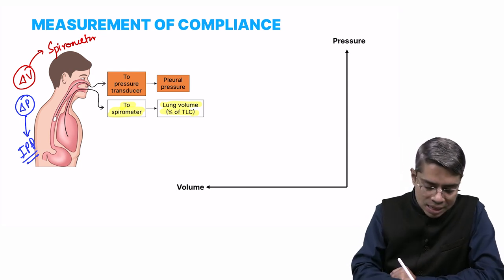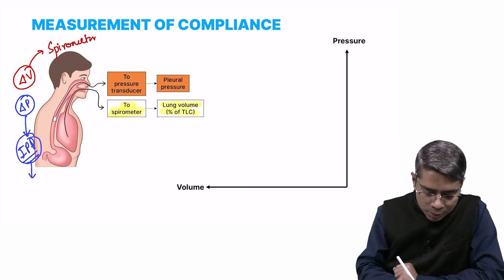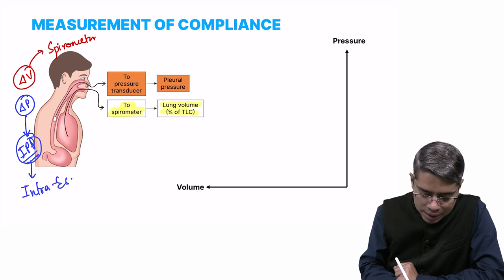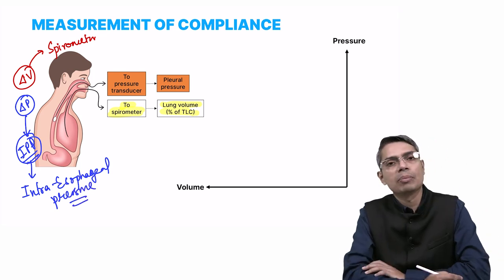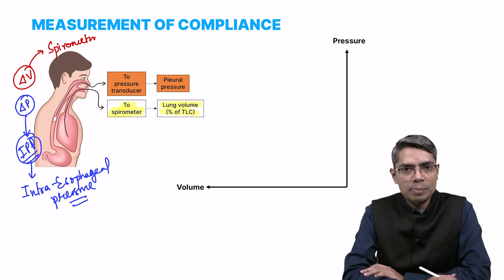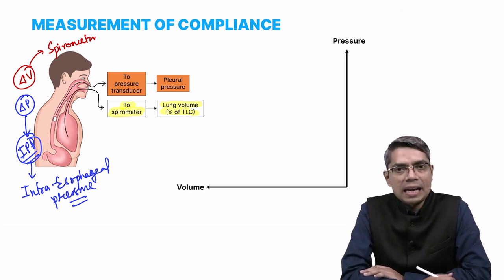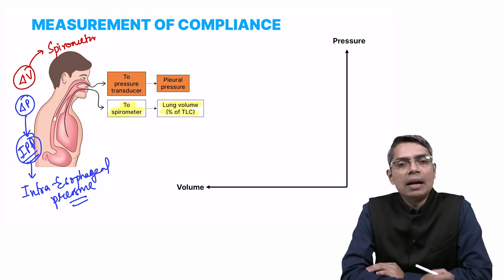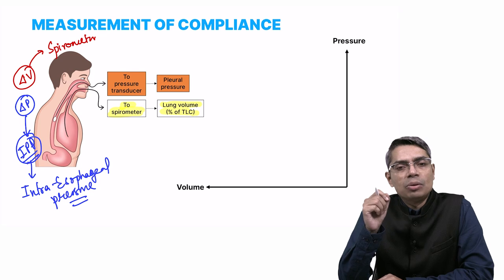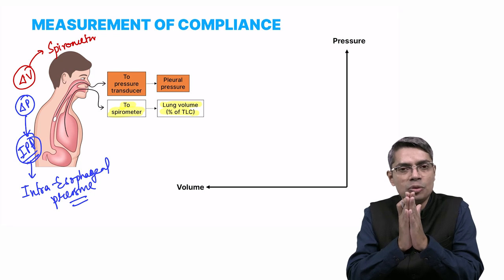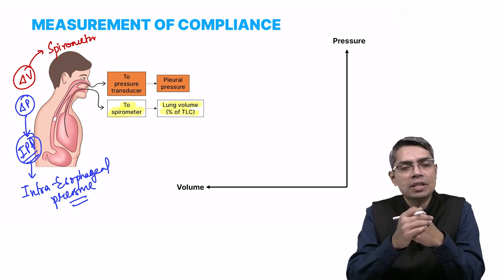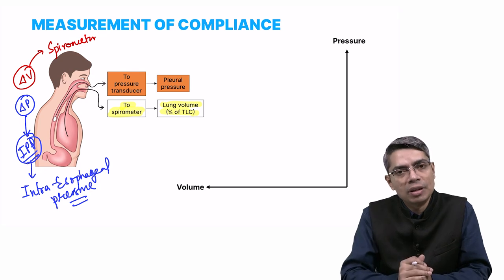That's why the intrapleural pressure is measured with the help of intraesophageal pressure. The intraesophageal pressure is a surrogate of the interpleural pressure. You cannot measure the interpleural pressure directly, although nowadays it can be measured, but generally it is measured at the level of the mid-thoracic esophagus. Whatever is the pressure inside the mid-thoracic esophagus, the same is the pressure in the intrathoracic cavity, the same is the pressure in the interpleural space.